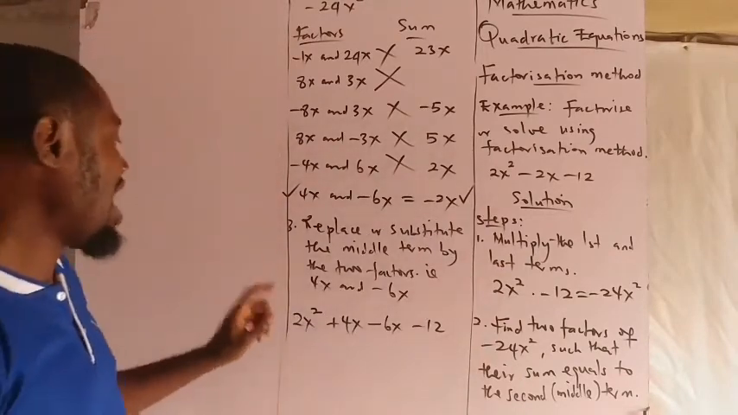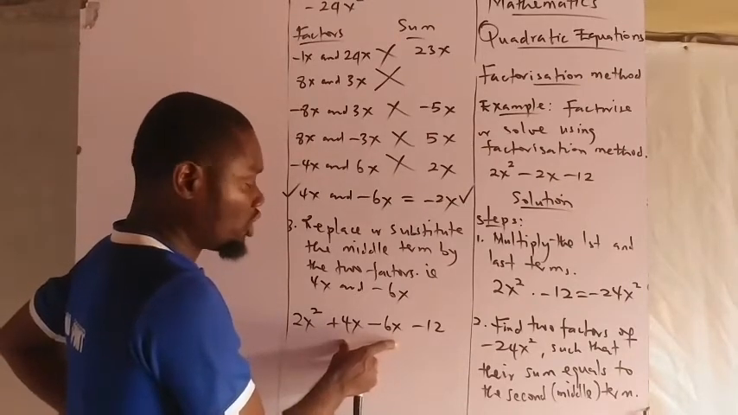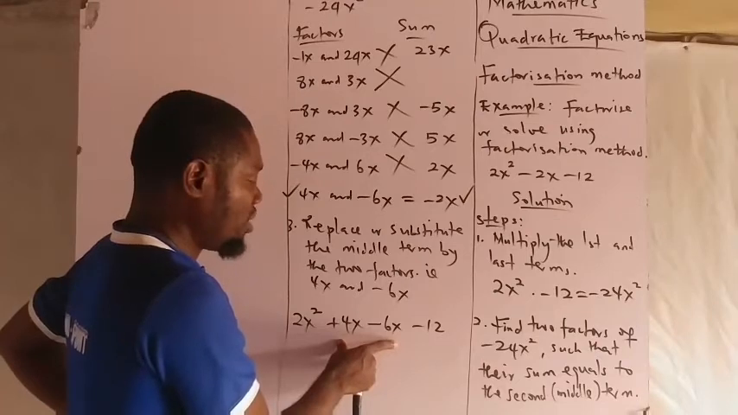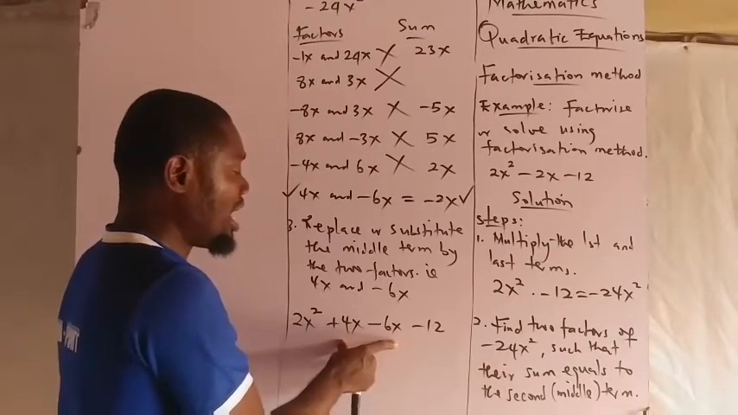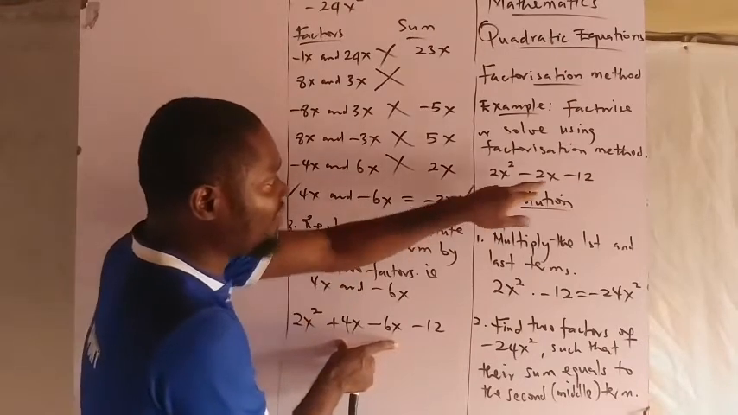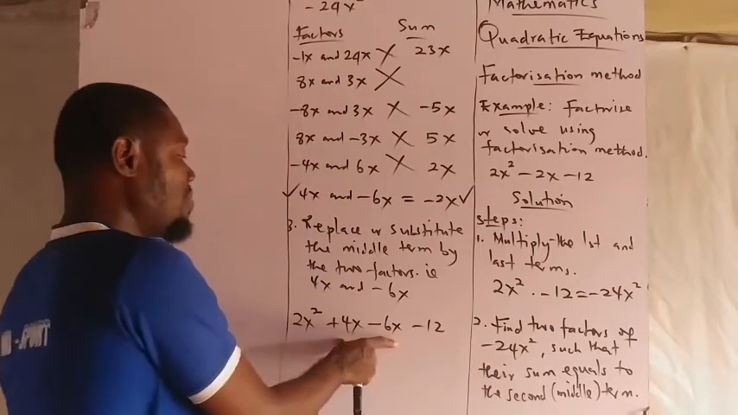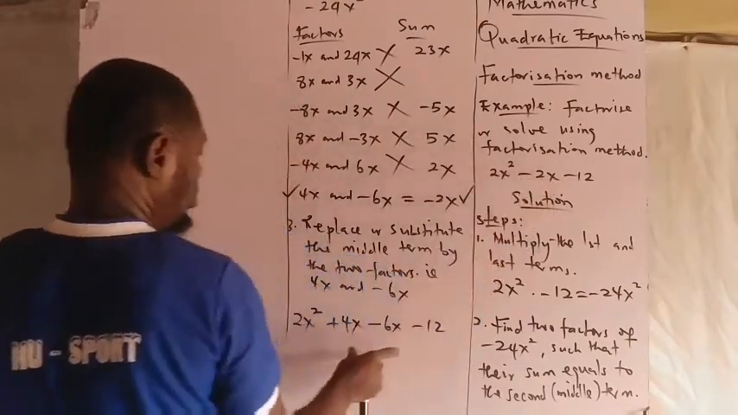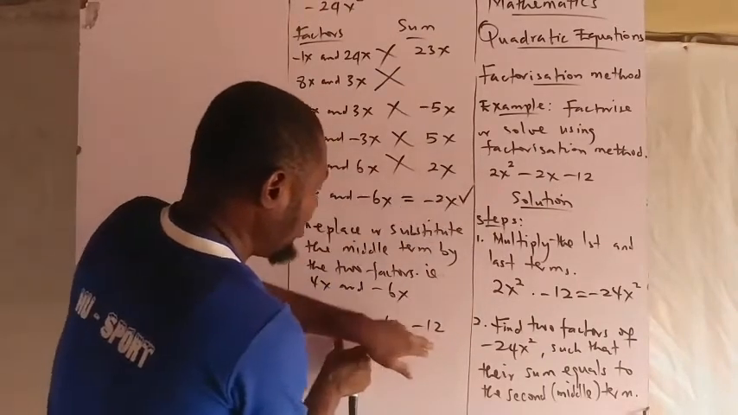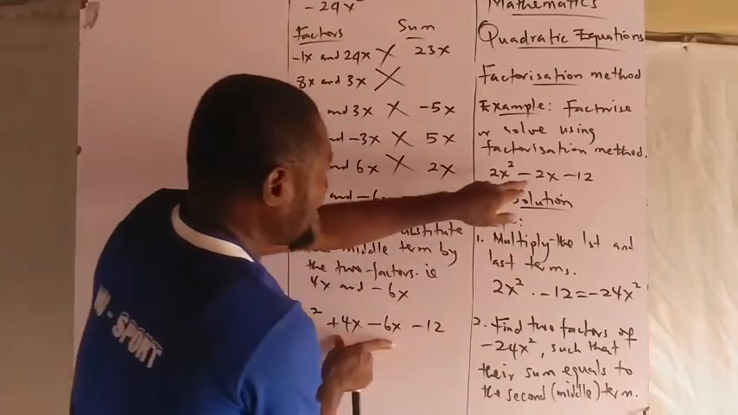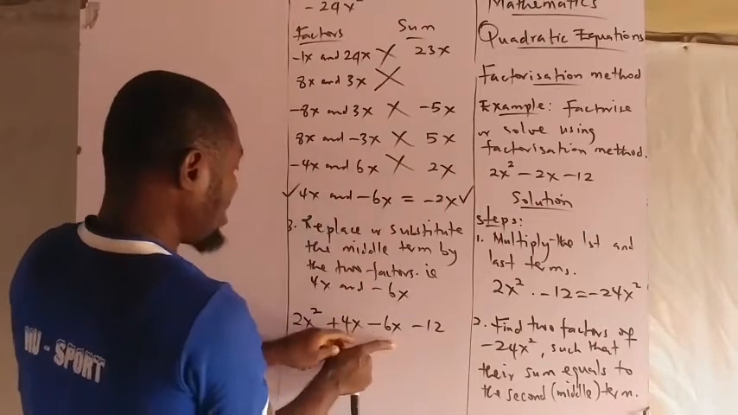So your expression now will be, I have replaced the minus 2x with this, because these are the two factors of minus 24x squared that we added that gave us the exact value we have as the center number, which is plus 4x and minus 6x. Look at them here. While the other ones are still there, I only replaced the middle value minus 2x by the two factors that we added and gave us that result.